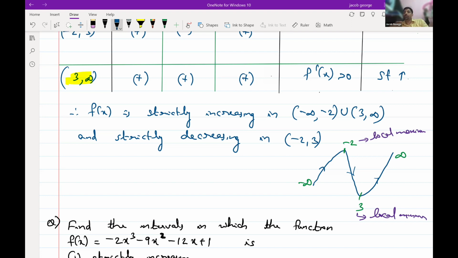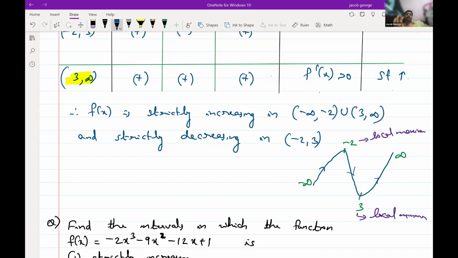That means -2 is on top, that is, it is a point of local maximum. And 3 is a point of local minimum. Then if they ask us to find the absolute maximum, we substitute this -2 in the main function f of x, and 3 in the main function f of x. We'll get the local maximum value and local minimum value. Here there is only one of them, so that will be the absolute maximum and absolute minimum.